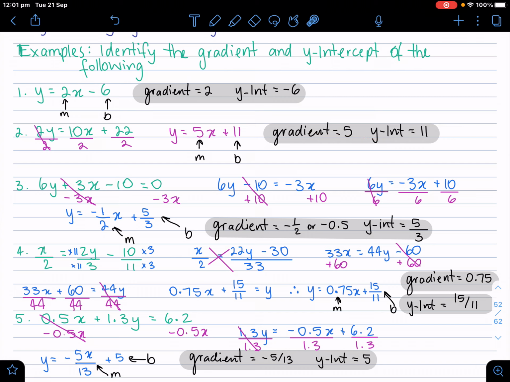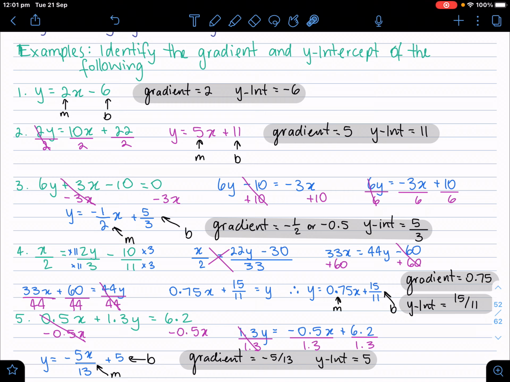Let's move on to a little bit of a harder example. Now in example 3, I have 6y plus 3x minus 10 equals 0. So my x and my b value is on the wrong side of the equals first, and y is not by itself. So I have to do a few things to get y by itself.